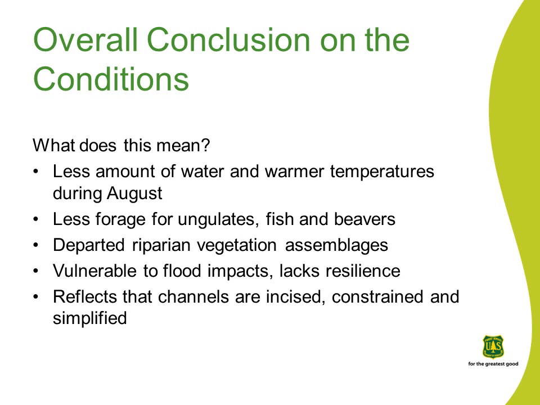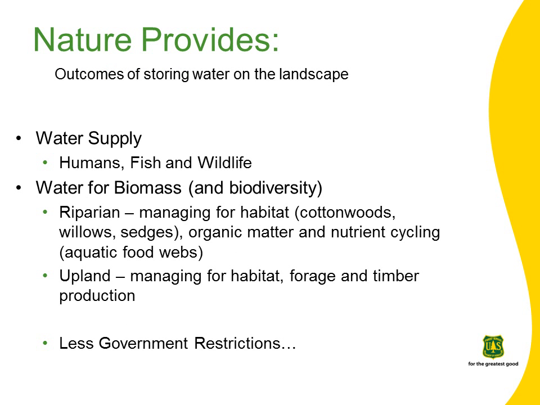So what does this mean? Less and warmer water, less biomass and biodiversity for forage and habitat. It lacks resilience, and ultimately, it reflects these issues of channel incision. Abundant, cool water is what functioning watersheds supply. They provide this for drinking water and irrigation for our crop needs, for fish and animals.